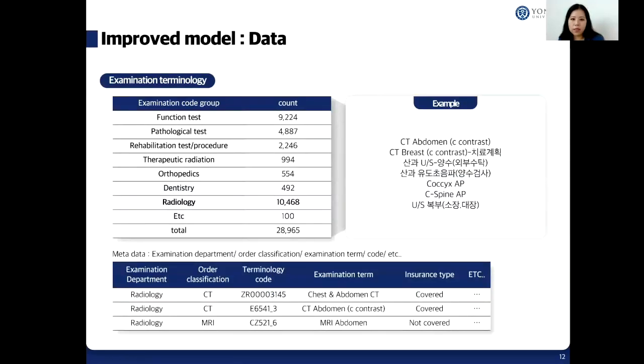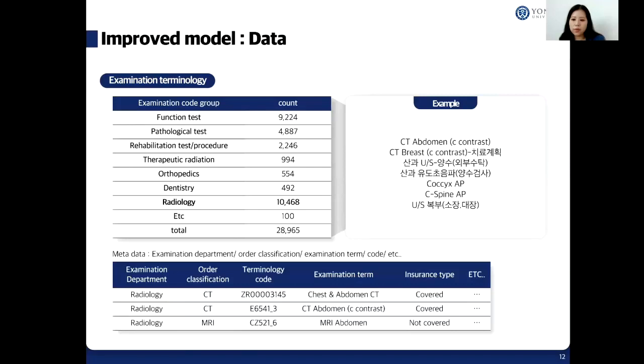To briefly explain the examination terminology data from Severance Hospital, the terminology is classified based on the examination code group. So it's sorted according to the field of examination and the department conducting the examination. We reorganized some of these classifications and created 8 groups for training.